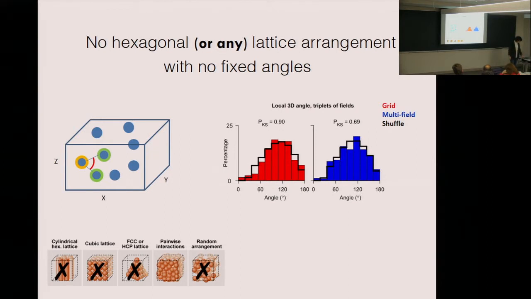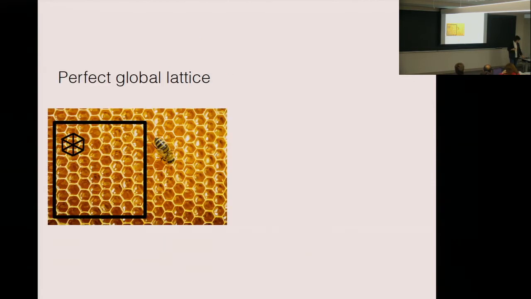All right. So you could ask, how could it be that we have fixed distances, like the characteristic distance, but no global lattice? And the answer here is because we don't have these fixed angles. So I'll just give you a quick intuition in 2D. So here is a perfect global lattice. I take the unit and I translate it, and it looks exactly the same.